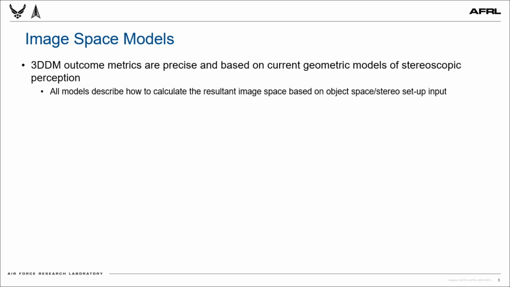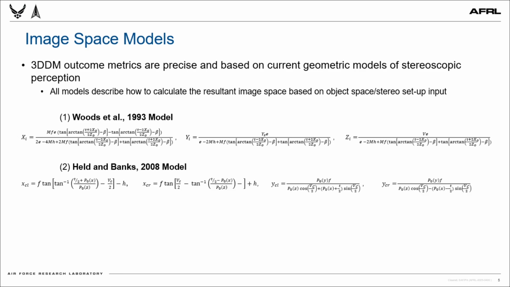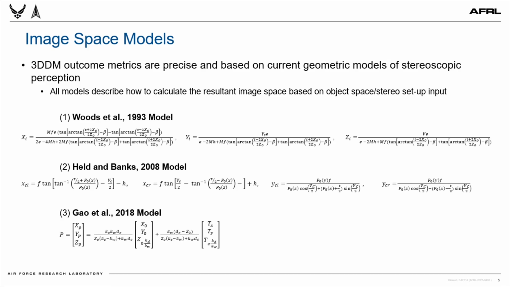So our tool uses three models. First, shout out to Andrew. His Woods 1993 model. We also use a Held and Banks 2008 model. And then the most recent is the Gao et al. 2018 model. And so, yeah, I'm putting up their complicated equations here, but all of these models are simply recreating that image space from your object space. And most of them are going to give you the same answers. They only vary slightly.